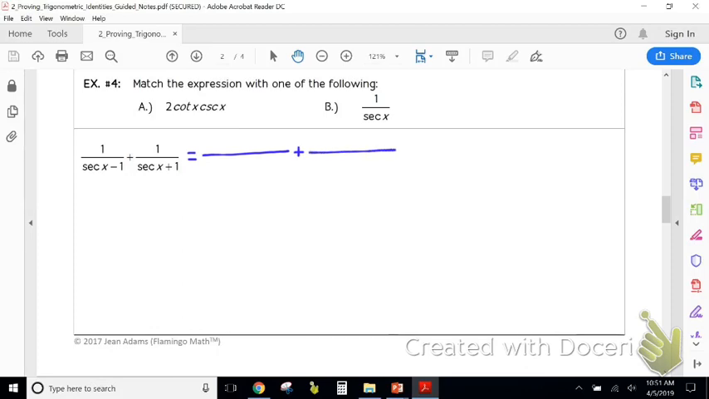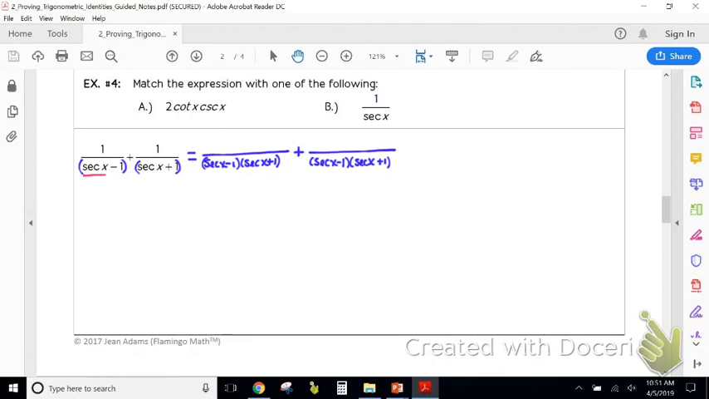So you have to multiply the top and the bottom by the denominators. Right. So the easiest way is just multiply your two denominators together to get your common denominator. So secant of x minus 1 times secant of x plus 1. And then, yeah, remember what we do to the denominator, we have to do to the numerator.